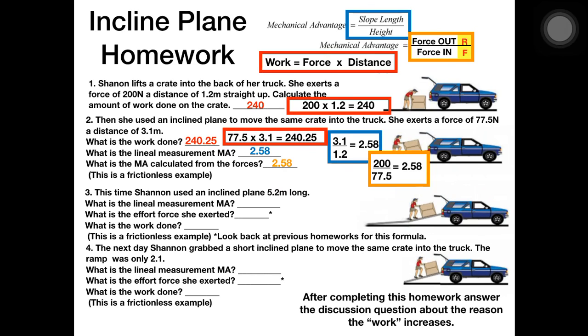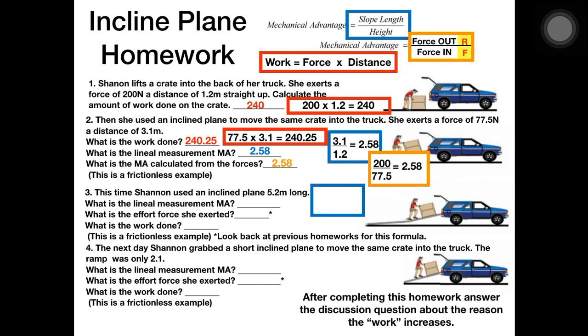Let's look at number 3. This time, Shannon used an inclined plane 5.2 meters long. So this time, she got a really long ramp. It's 5.2 meters long. What is the lineal measurement MA? So we're going to do slope length divided by the height. And again, we know the height is still the same. We didn't change trucks.